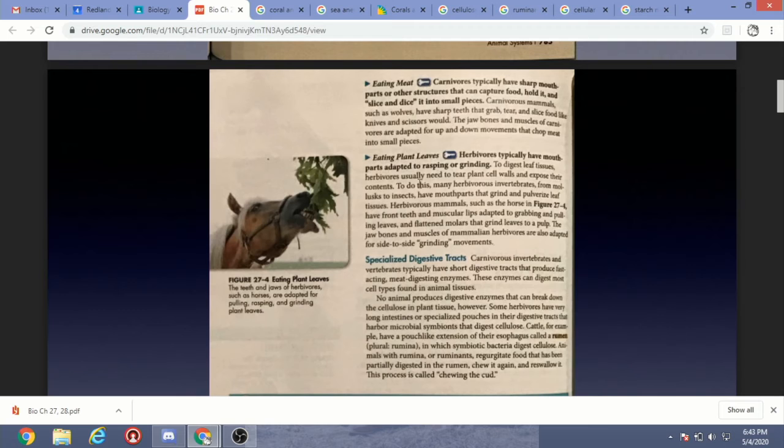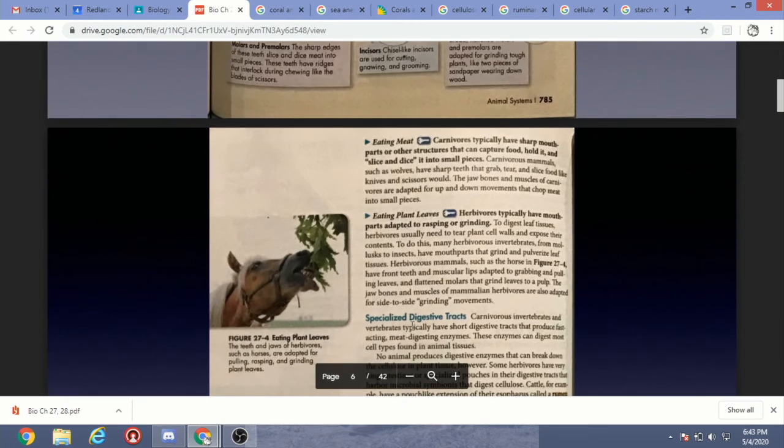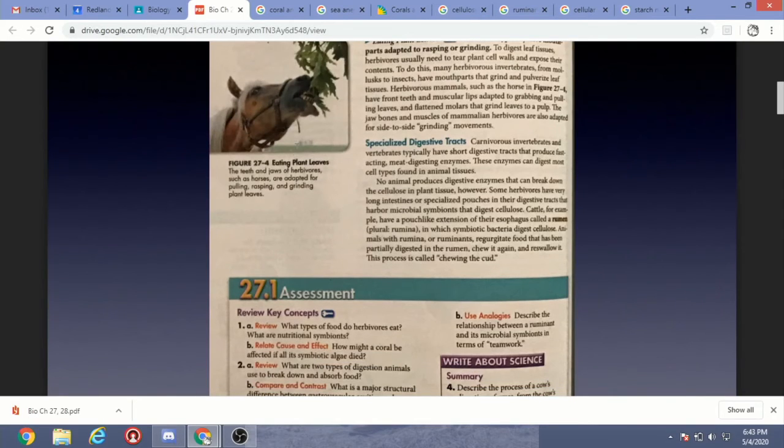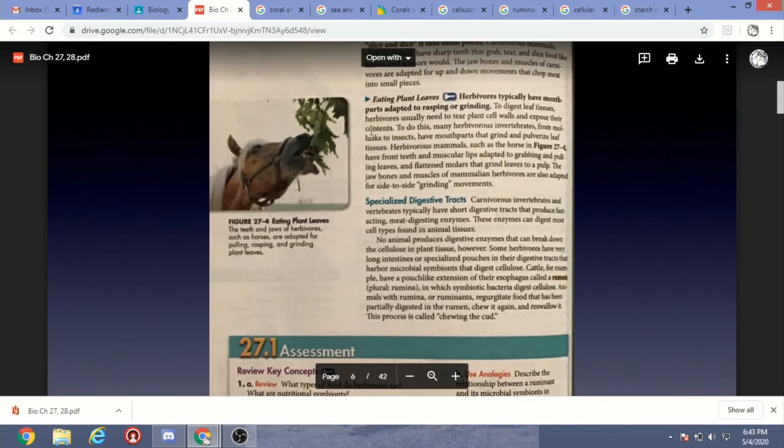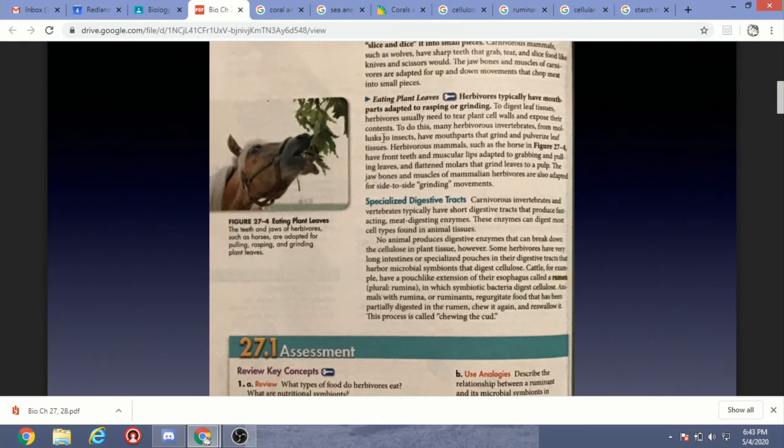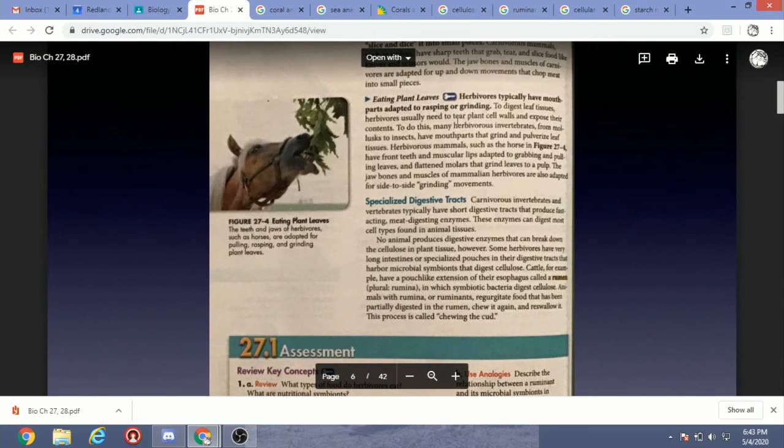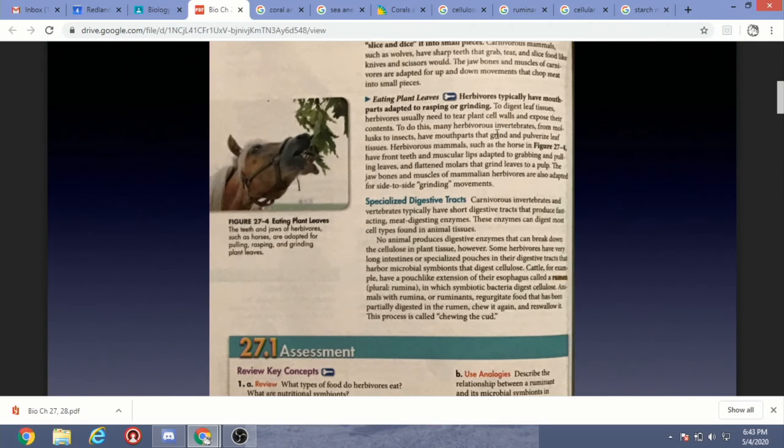Now, eating plants, though, it gets a little different here. We actually have a whole paragraph where we talk about how animals have to do something special if they solely rely on eating plant leaves and grass. First of all, their mouth parts have to be adapted for grinding or rasping, because you've got to break the cell walls of the plant. Cell walls are tough. You've got to break those and expose all the cellular contents. To do this, many invertebrates, from mollusks to insects, have mouth parts that do that.